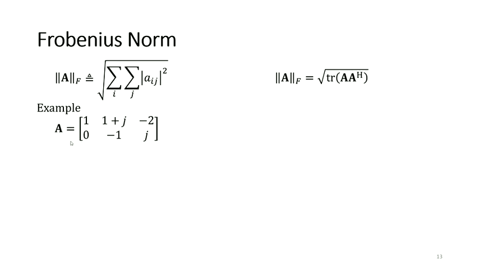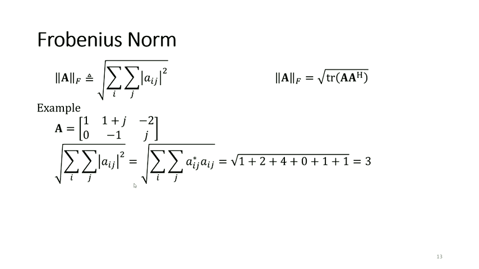So let's look at the Frobenius norm of this matrix here, and I have intentionally placed complex quantities. So I have to take the absolute value and square of the absolute values, right? 1 and 1 plus j, what's the length of 1 plus j? That's square root of 2. Square of that is 2. So 1, 2, 4, 0, 1, and 1. Take the square root of that, that gives me 3. So that's the Frobenius norm.